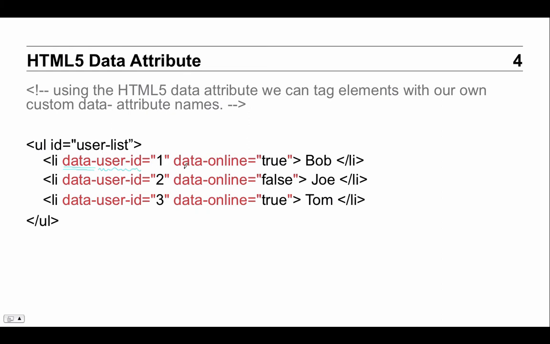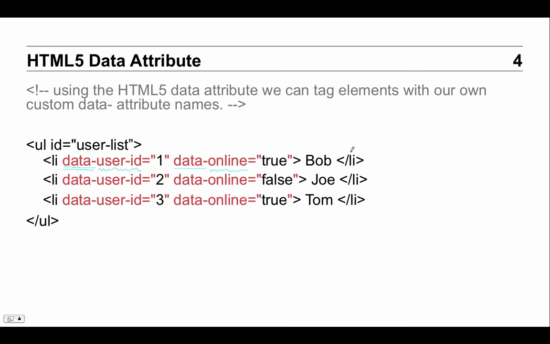So I created another one here called data-online. So these are perfectly valid attributes in HTML5. And the nice thing about this is I can pass in information here. So for example, I've given each list item a different user ID here.